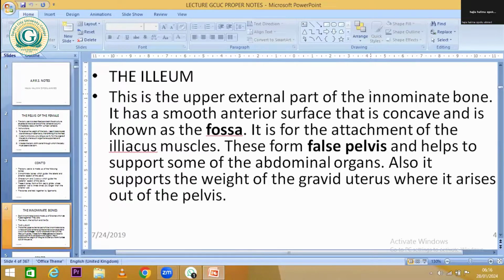So we are saying that the ilium is the upper expanded portion of the innominate bone. And it has both anterior and posterior surfaces. It has superior and inferior surfaces. So we are going to see these structures that constitute the formation of the ilium. Actually, the ilium forms the upper 2/3 of the acetabulum.